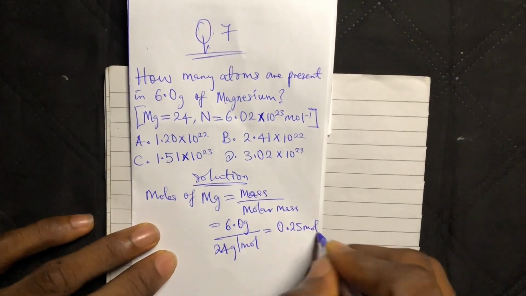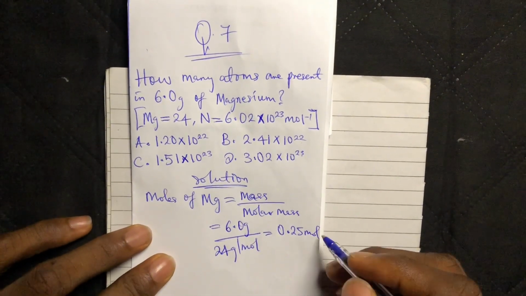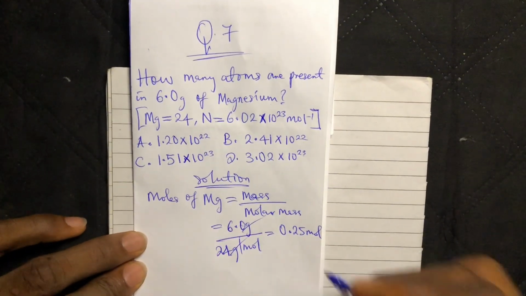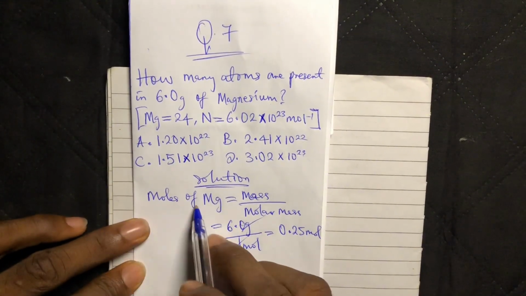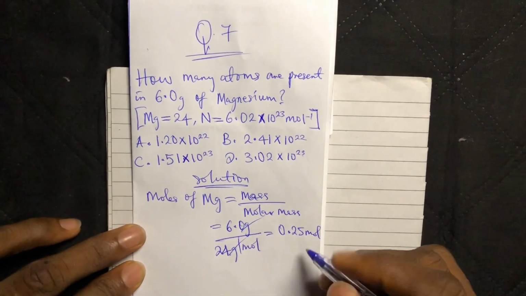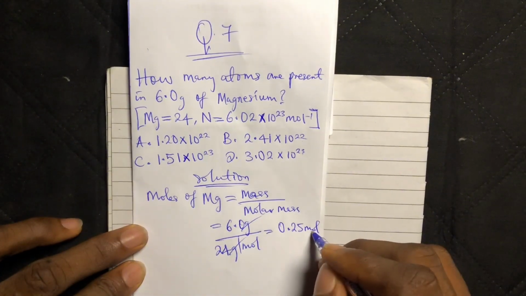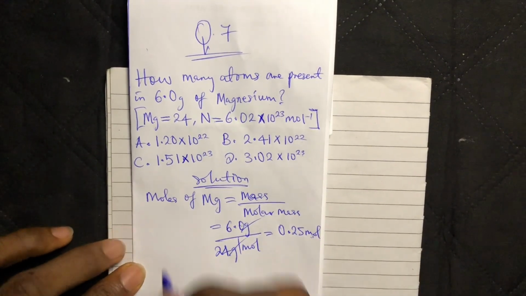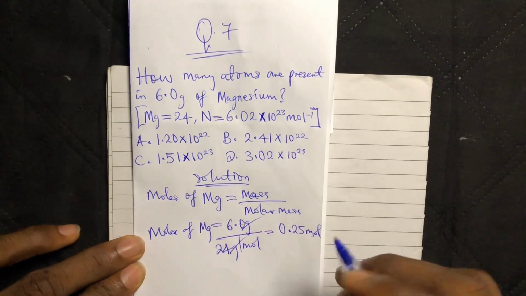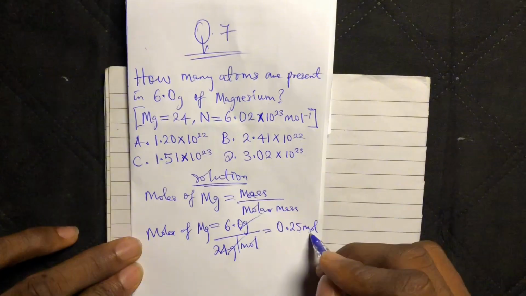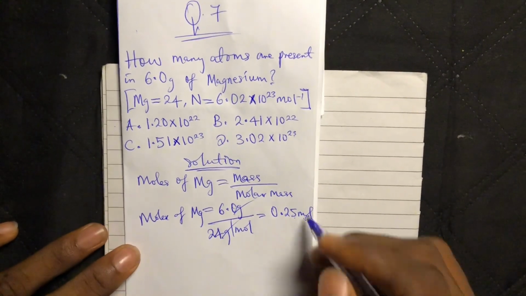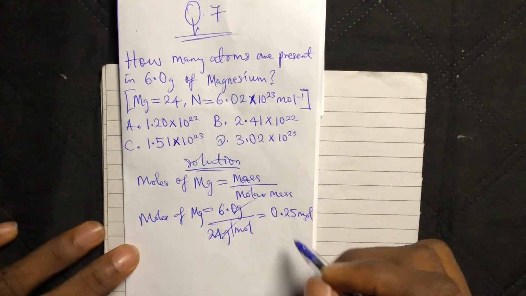0.25 mole. Now, why are we having mole? We are having mole because this gram will cancel out this one, and the unit for mole is always in mole. So whenever you're asked the moles of a substance, moles of magnesium, moles of any other element, the unit of that will always be in mole. So that is why we are having mole here. So our mole, the mole of magnesium is 0.25 mole. So now that we have our mole to be 0.25 mole, now we can go on and solve the question to get the answer, right?